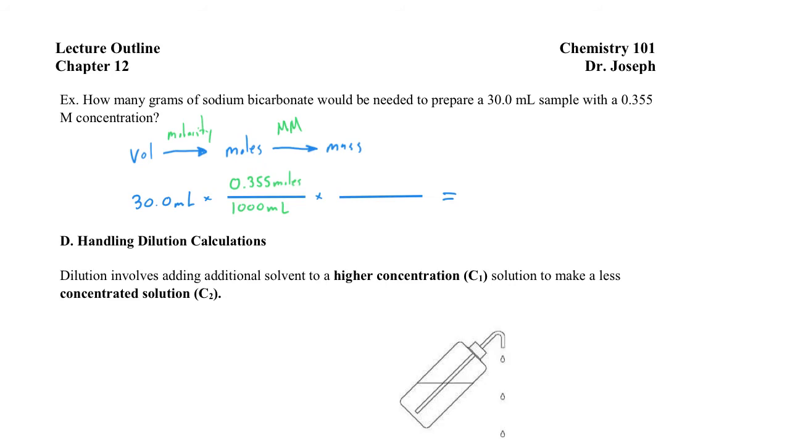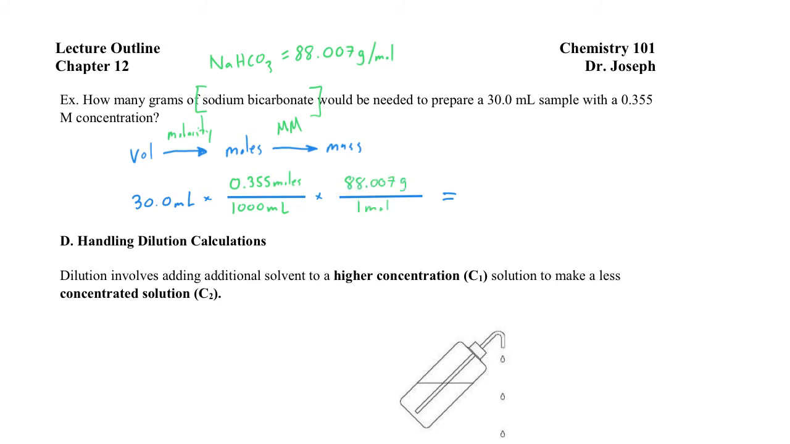Now, what goes in this second step? Well, that's right, the molar mass. So what you need to do is look up or calculate the molar mass of sodium bicarbonate. Sodium bicarbonate is NaHCO3. So if you want the molar mass for that, you have to add together sodium, hydrogen, carbon, and 3 oxygen atoms. When you do that, you get 88.007 grams per mole.